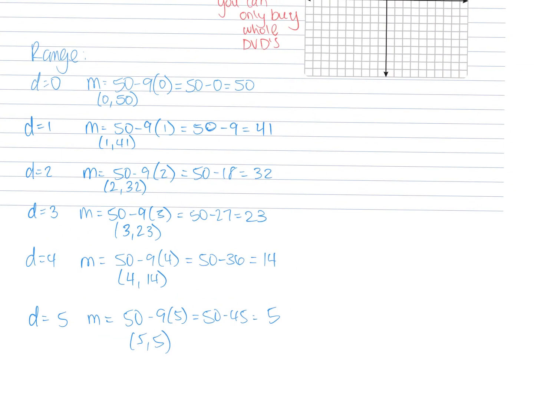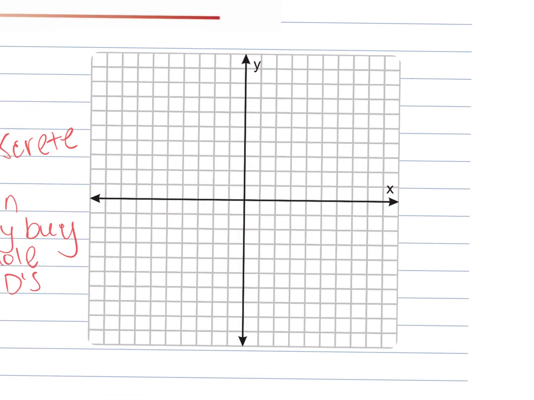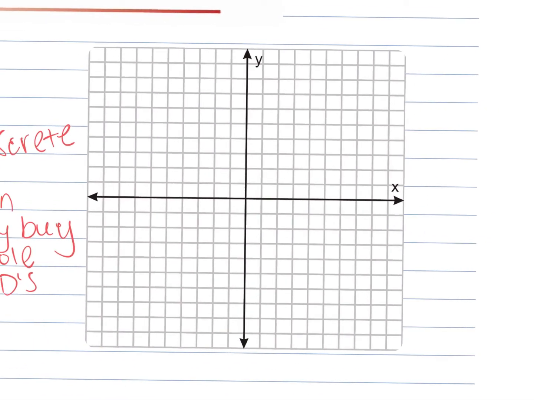Okay, so now we have to graph these, okay? But we're not dealing with X and Y anymore. What are our new variables? D and M. D was our independent or dependent? Independent. So that one always goes on the horizontal axis. And M was our dependent or independent? Dependent, and that always goes on the vertical axis, okay? So if you need to label that, your dependent will always go up here. And your independent will always go on this side.